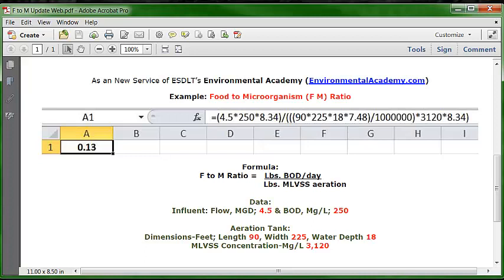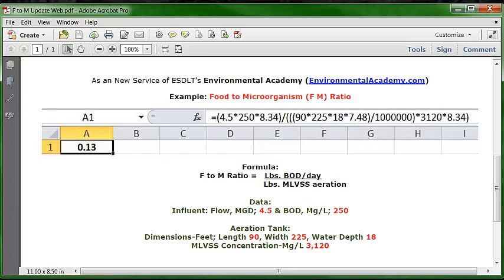And the next thing we want to look at is the formula, of course, which is this section right here. The formula for F-to-M ratio is one number divided by another. The first number we have to solve for is the pounds of BOD per day entering the aeration tank. And we're going to divide that by the pounds of mixed liquor volatile suspended solids under aeration. And we're actually going to put that in one formula in our Excel spreadsheet.